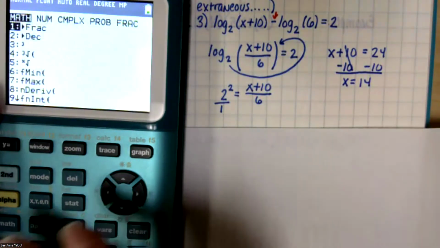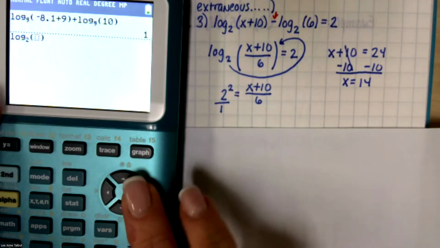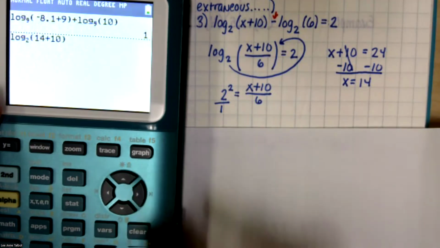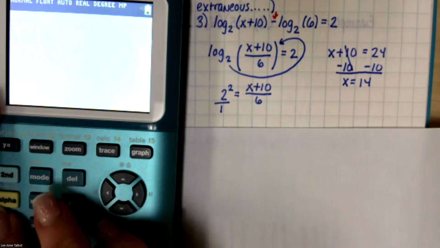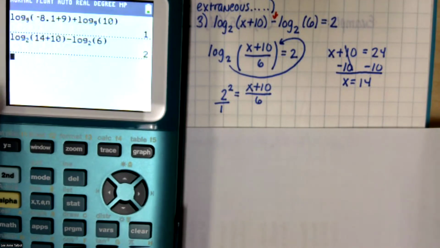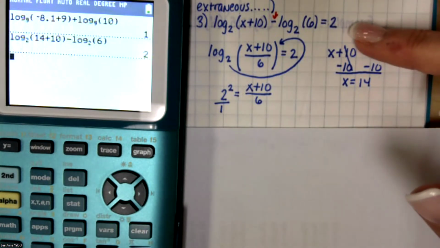Okay, so math, log base 2, 14 plus 10 minus log base 2 of 6. And you want that to be 2 because my equation equals 2.